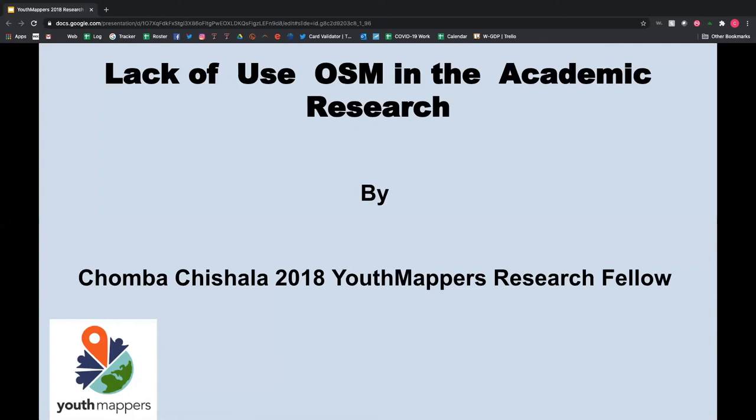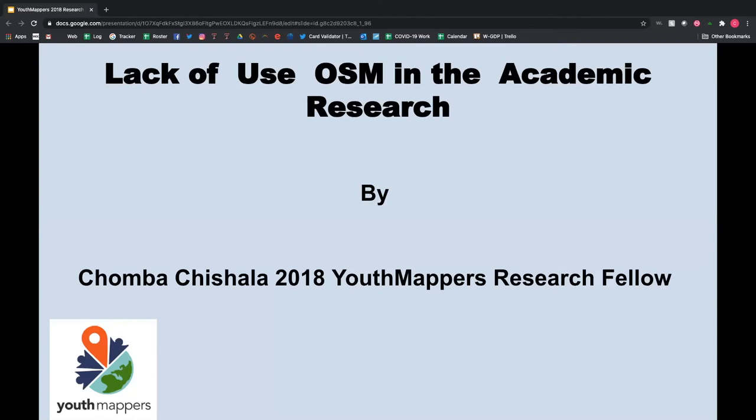So I'm going to present on something that is, I think, a gathering concern, not only for the research fellows, but for everyone: the lack of use of OSM in academic research. Before I go further, I just want to tell everyone what I was looking at in my research. The topic was using OpenStreetMap to map the incidences of malaria among vulnerable people in one of the districts in Zambia. Unfortunately, I'm not going to talk much about it, so my focus will be the lack of use of OSM in academic research.